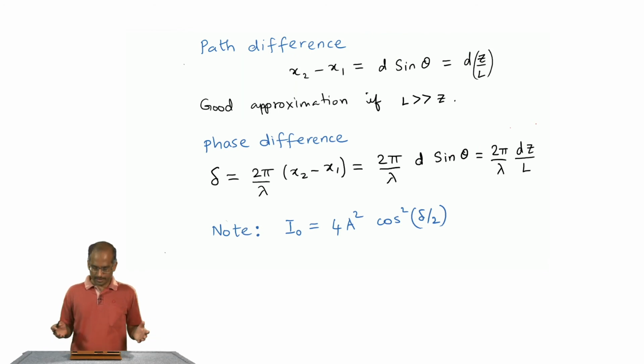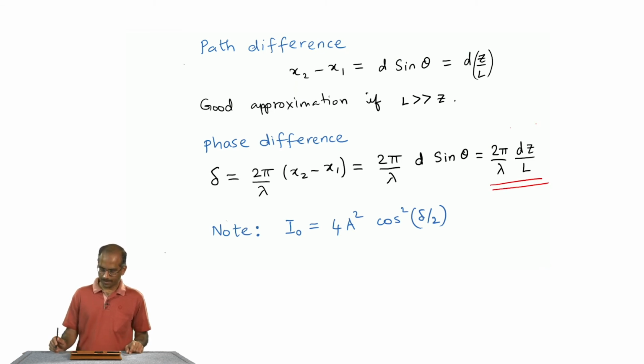So, once we know the path difference, it is straightforward to write the phase difference. So, simply substitute x2 minus x1 to be d times z by L, and I have this phase difference. And as usual, our intensity is 4a square times cos square delta by 2. So, we just need to substitute delta by 2 here and see whether we are going to get a bright fringe or a dark fringe.